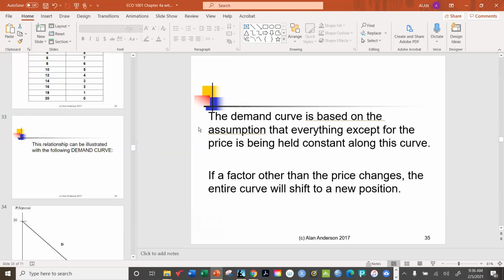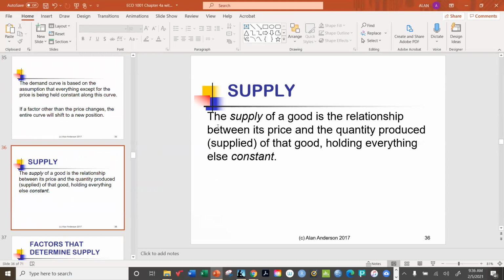So we're going to now consider the supply of the good. This comes from the producers, in this case the pizzerias. And just like with the demand curve, this shows the relationship between price and quantity, except that it's not the quantity demanded, it's the quantity supplied. And again, with this curve, we're going to hold everything else constant.